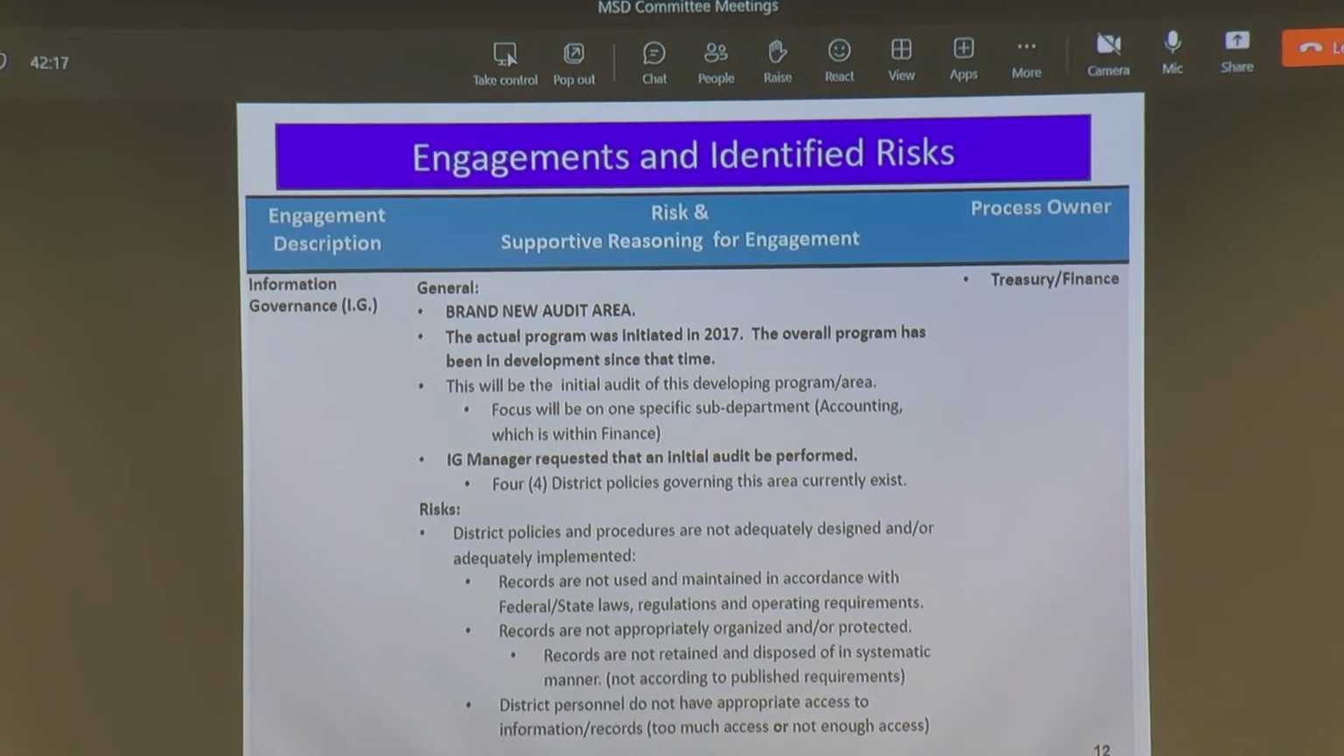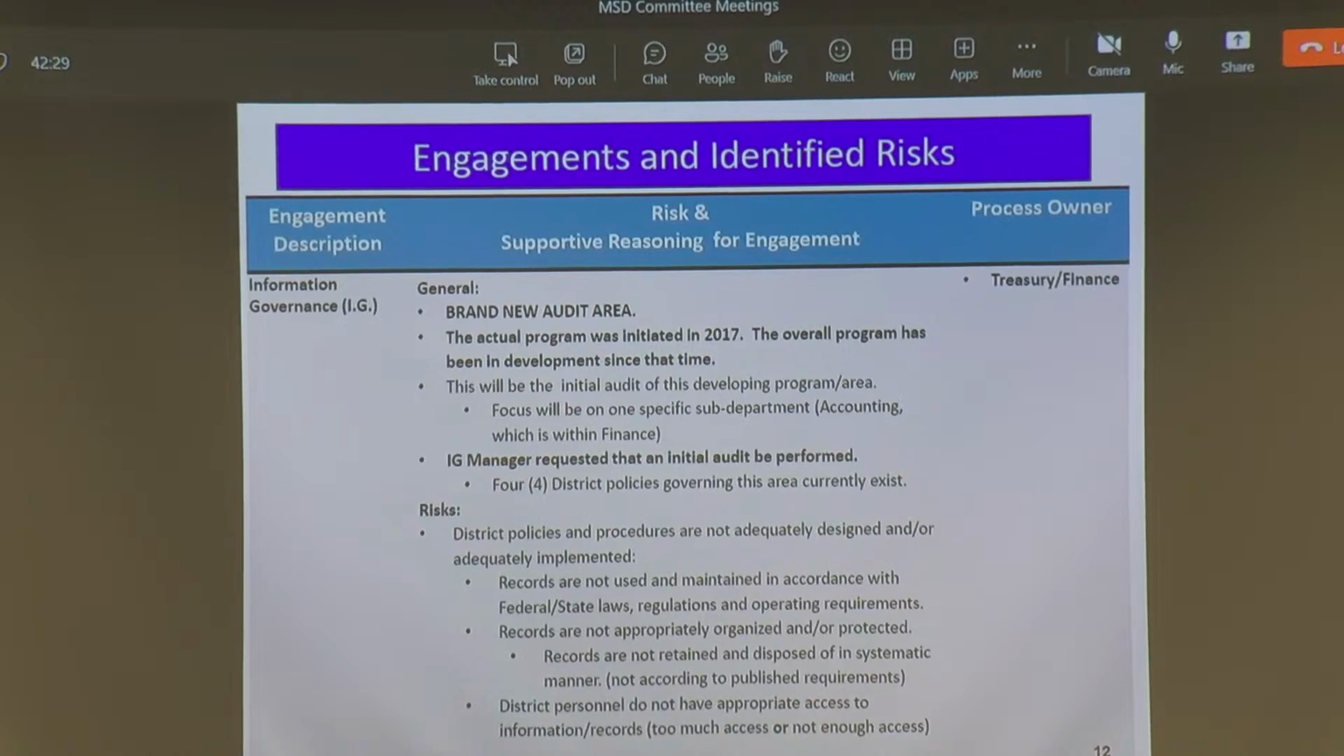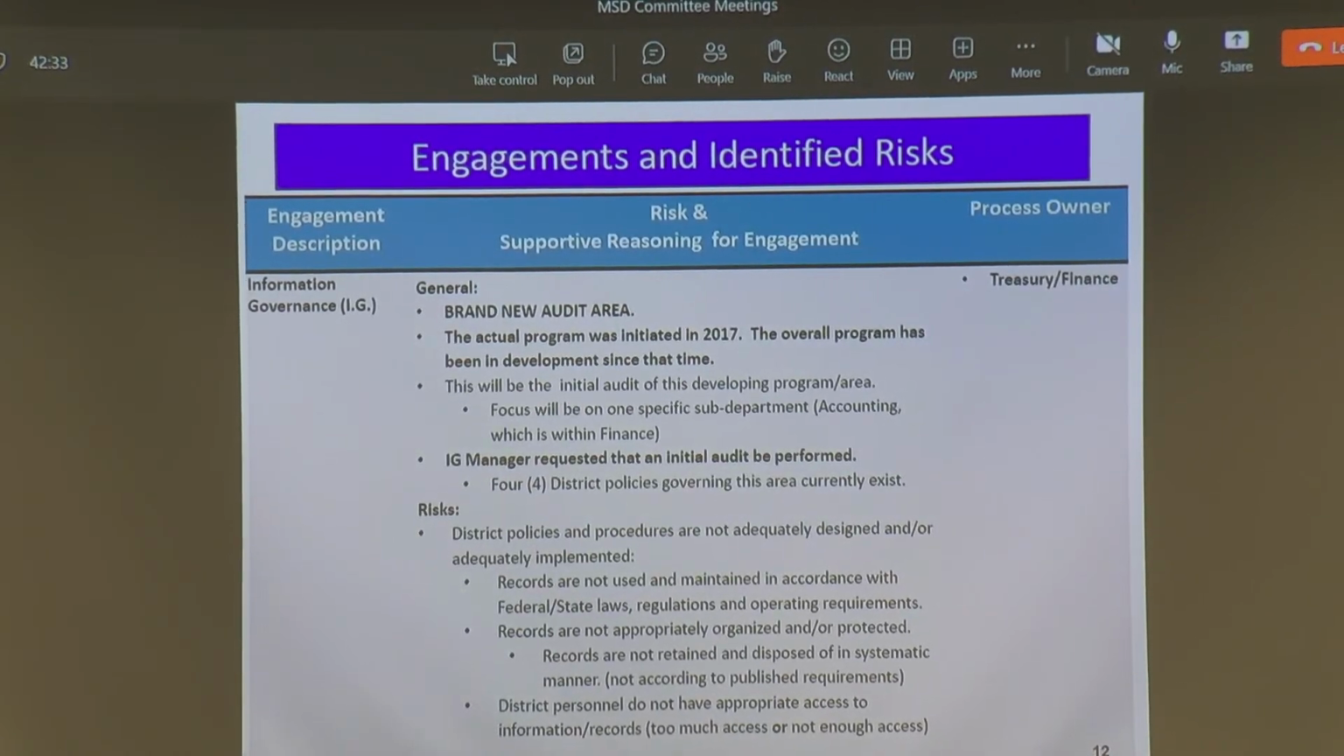What we're talking about here is our efforts around our records: how we maintain records, how we organize them, how we protect them, how we dispose of them. We're basically digitizing everything at this point, so we're trying to make sure we have a good system for that. And that's what this is all about.